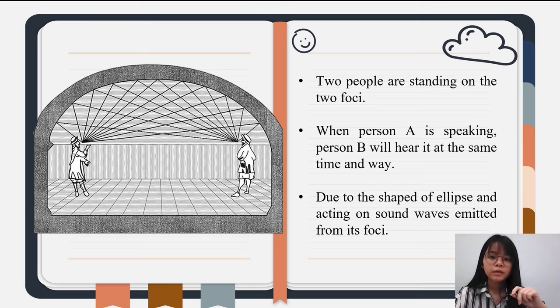First of all, there are 2 points in an ellipse which are called foci. For instance, there are 2 people standing on the 2 foci in the whispering gallery. When person A is speaking, person B will hear it at the same time, due to the shape of the ellipse acting on sound waves emitted from its foci.